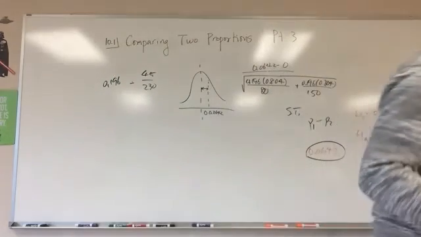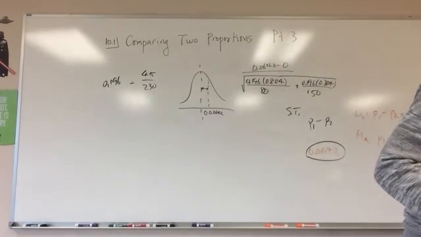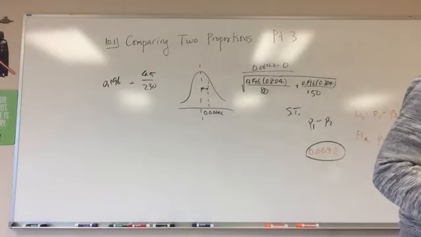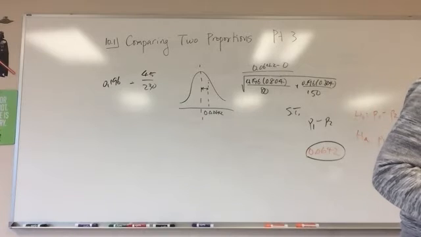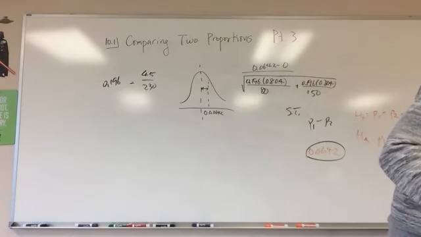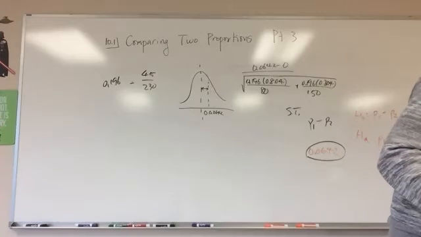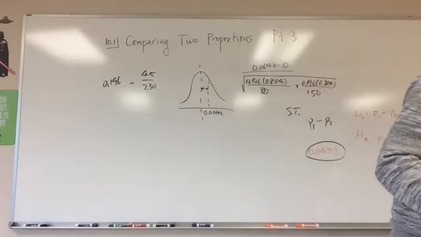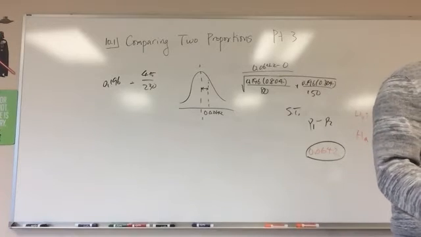And if you look right above there, in other words, P hat gives the overall proportion of success in the combined sample. In other words, use P hat in place of both P1 and P2 in the denominator. That's what you're going to use. That tells you to use that.